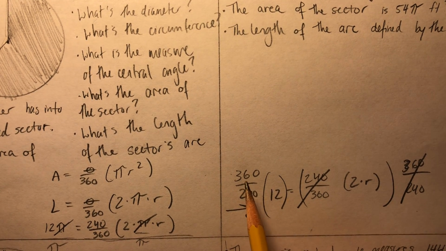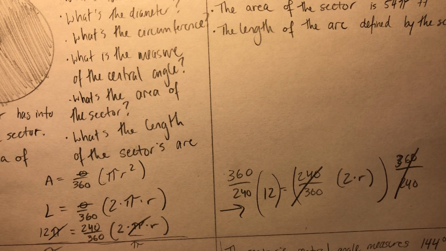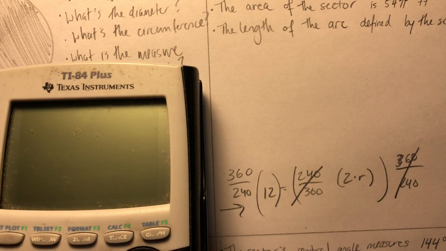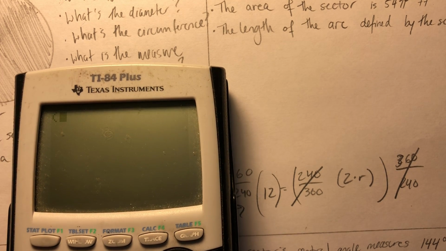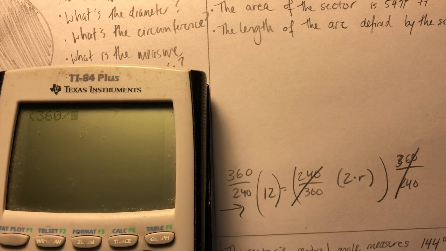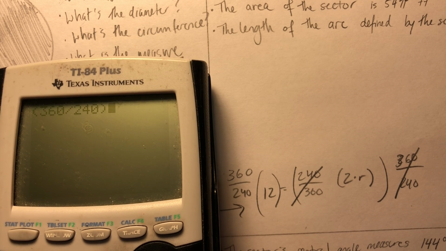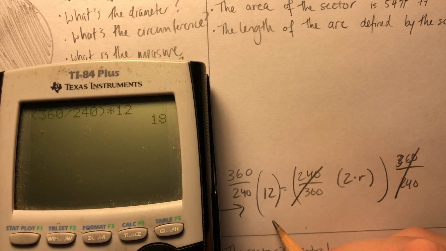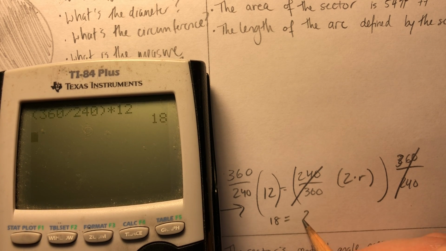If I multiply the left side, well, that I'm using my calculator for, because I don't want to do that in my head. So all my fractions are always in parentheses, 360 divided by 240, and then I'm going to multiply that by 12. And we're going to get 18 is equal to 2r.